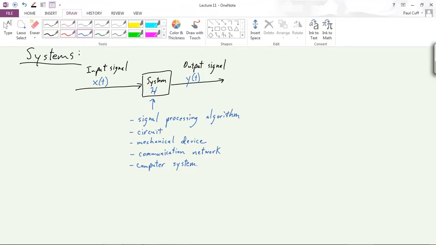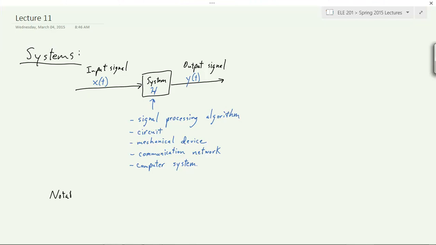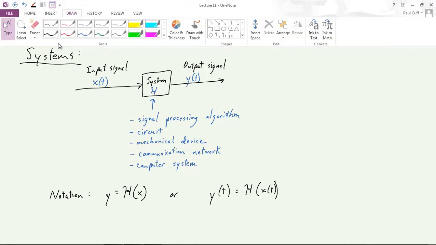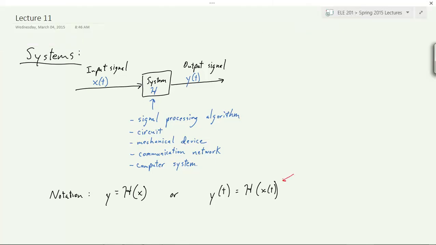Now, we have a notation for these systems, and that is that we usually say y is h of x. So it's just this function sort of notation, but of course y is a signal and x is a signal. These aren't just numbers. Now another way to write it, maybe more common, is to say y of t equals h of x of t. And just as we saw with convolution, this is an abusive notation. But there's a reason for it.